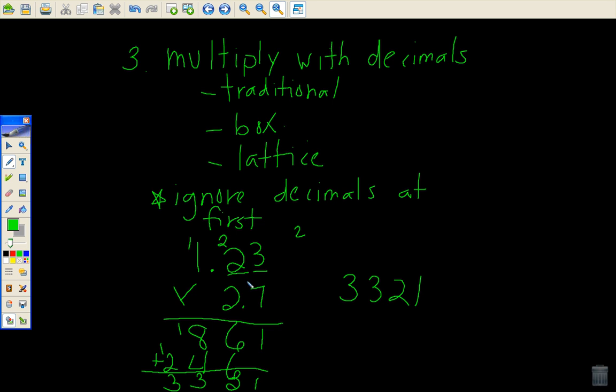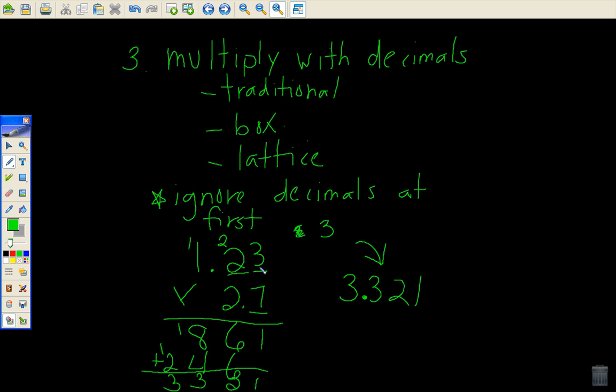So there's 2. In this factor, 2 and 7/10, I see 1 number behind the decimal. So that makes a total of 3 numbers behind the decimal. And that's exactly how many I have to put behind the decimal in my final product. So I start here, 1, 2, 3. So my final product is 3 and 321 thousandths.